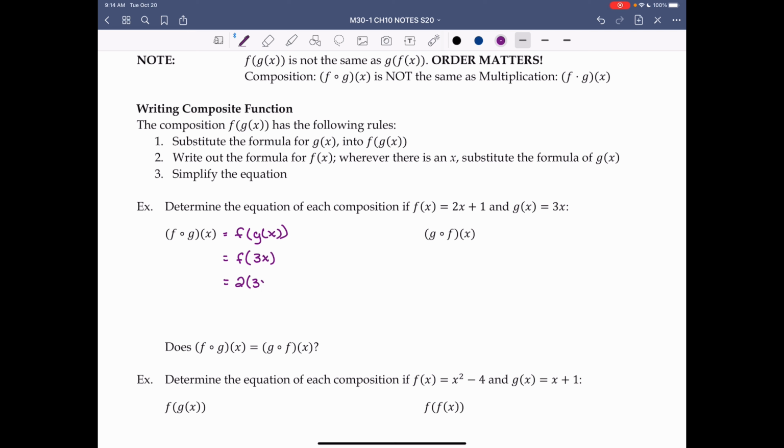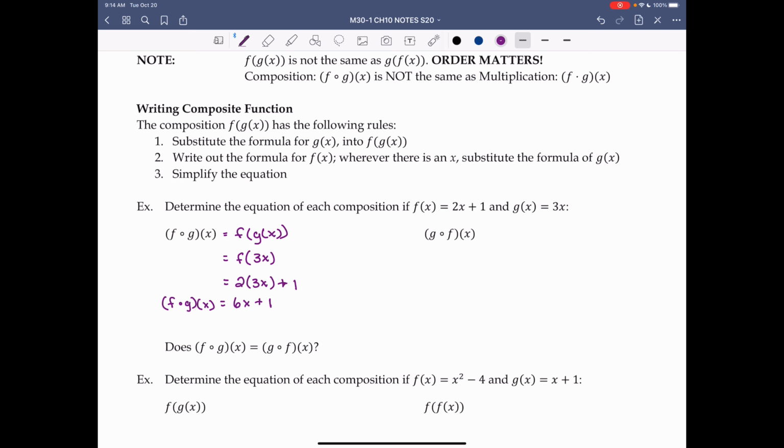So 3x plus 1. So we took the function g of x and we plugged it into f of x wherever we saw an x. So now f of g of x becomes 2 times g of x, which is 3x, plus 1. And then we want to simplify this, so we can multiply 2 times 3 is 6x plus 1. So f of g of x is 6x plus 1.